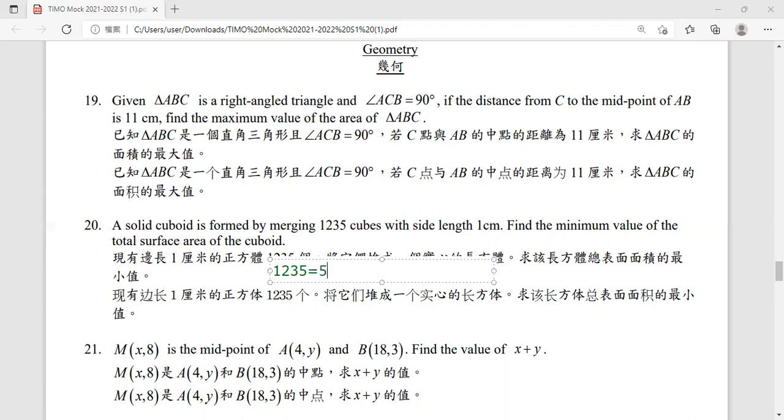Is equal to 5. Okay, I answer your question later. Actually, you can calculate the area of this one. You can calculate the total surface of this one. Actually equal to, the yes, plus 2. Remember plus 2, the top and the bottom.